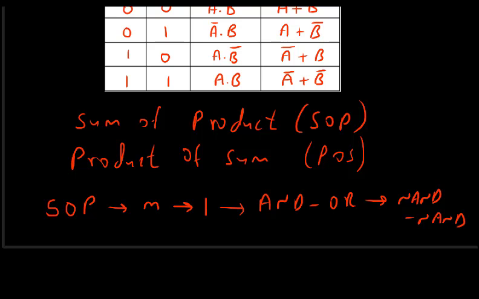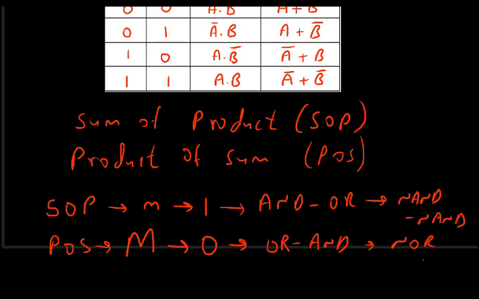Then for POS, if we want to construct a circuit using a POS equation, we take the max terms for which output is 0. This can be constructed using OR-AND logic, which is also equal to NOR logic.